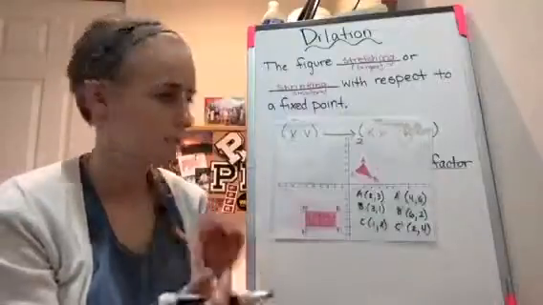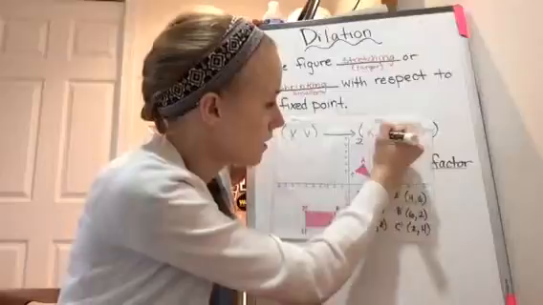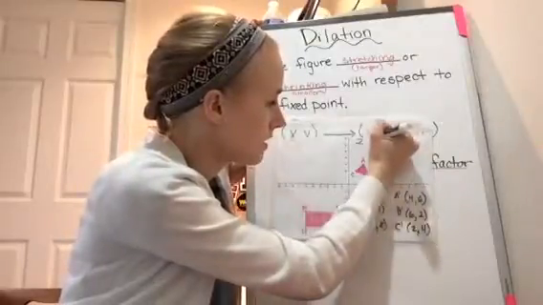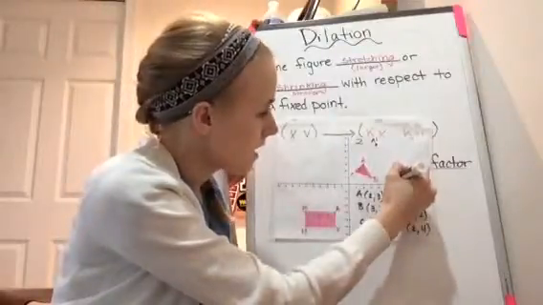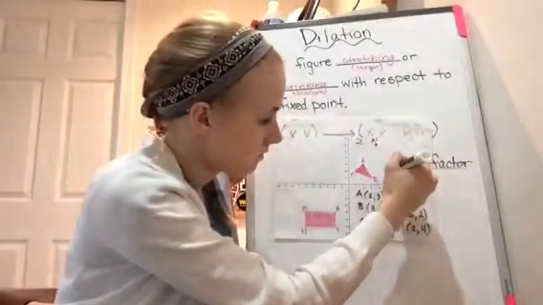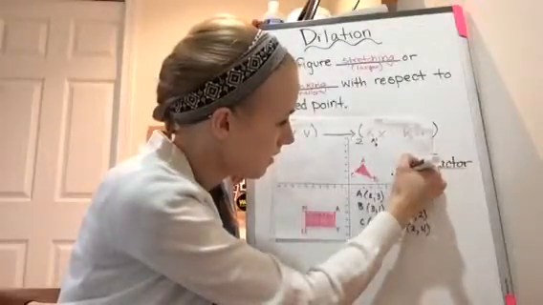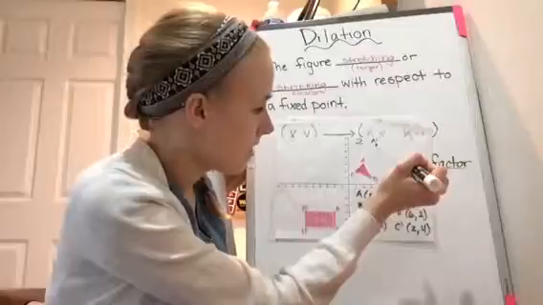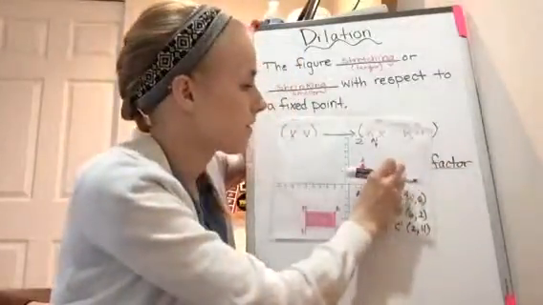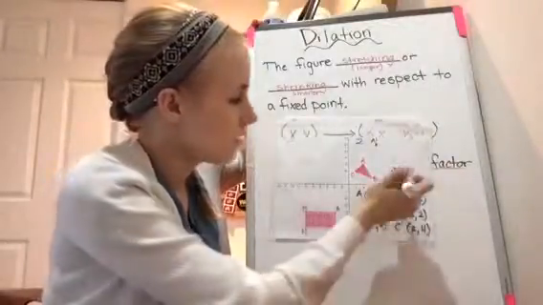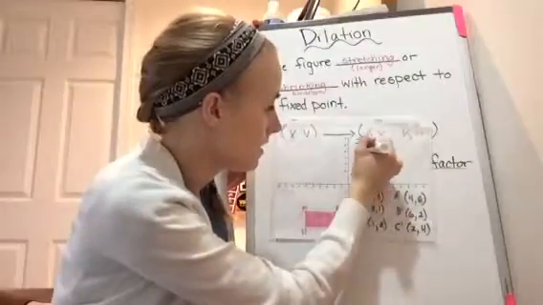So I'm just going to go ahead and plot them. A prime is over 4, and it's going to be up 6. So here is A prime. B prime is over 6, up 2. Sorry. Okay. And then, oh, 2's up here. Sorry. And then my C prime is over 2, up 4. So this is my C prime.